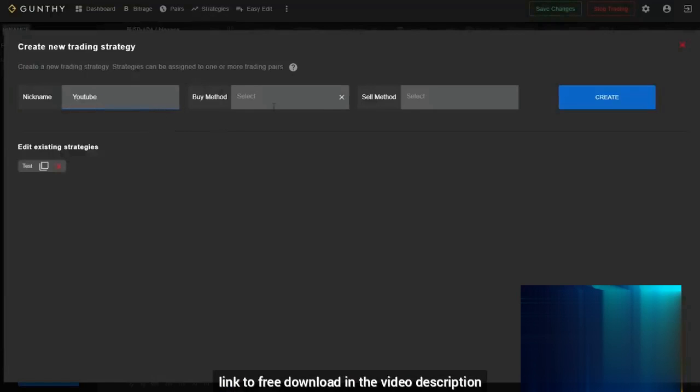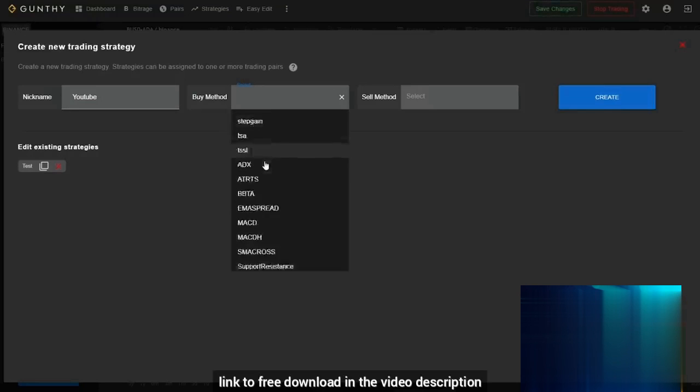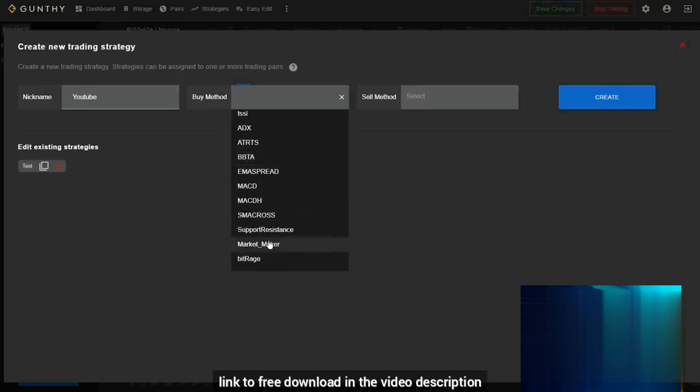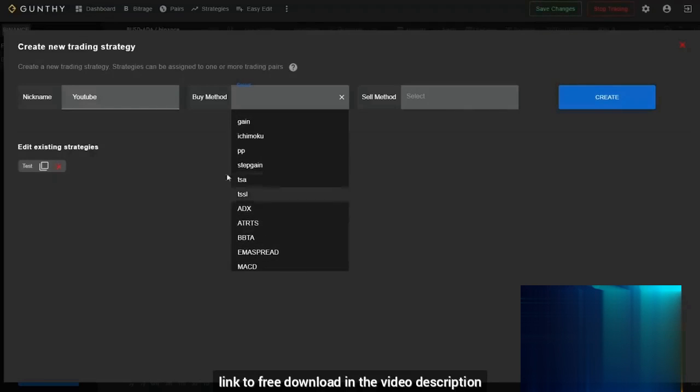So let's just make a very simple strategy here on Gunbot. First you can select your buy method, and then you can select your sell method. Now here you might see, okay, there are just a couple of strategies that you can select from. Actually, yes, there are quite a few strategies that you can select from, but there are even more features once you select a specific strategy.